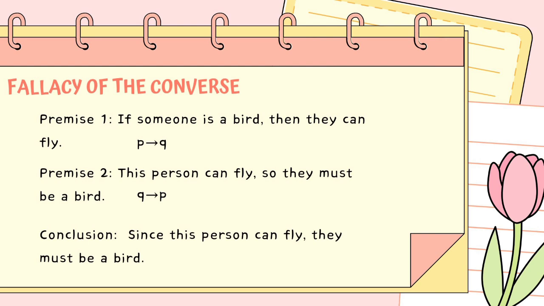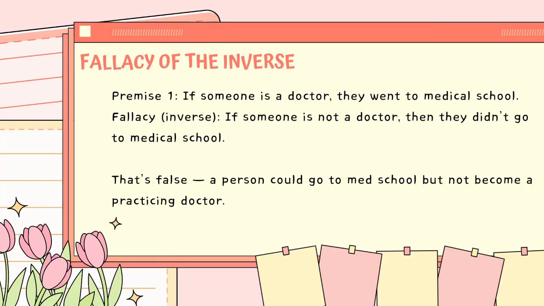This argument is invalid kasi nga, hindi man porket yung person maka-fly, i-bird na siya kagad. There's many reasons for a person can fly. Malay mo gumagamit siya ng like flying materials, ganon. So, fallacy of the inverse, ang premise 1 is P implies Q, not P, therefore not Q.